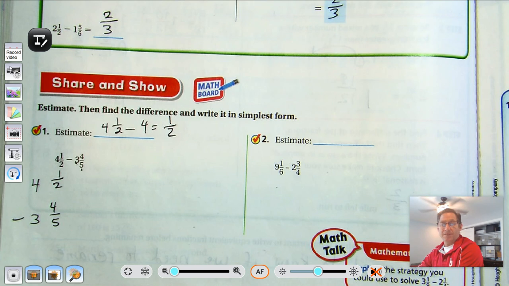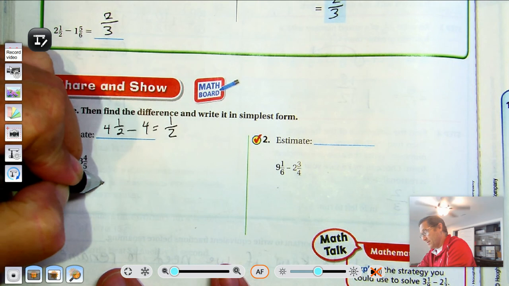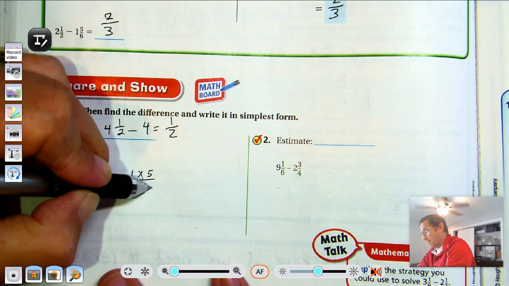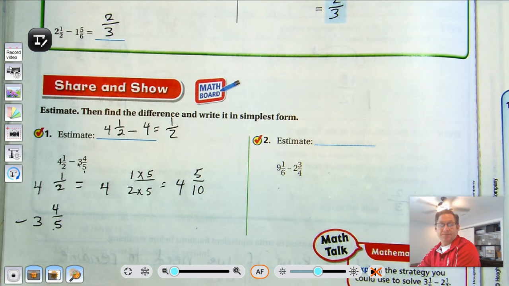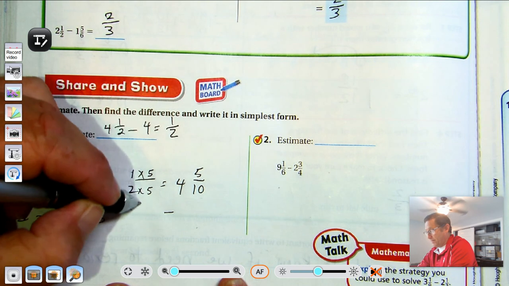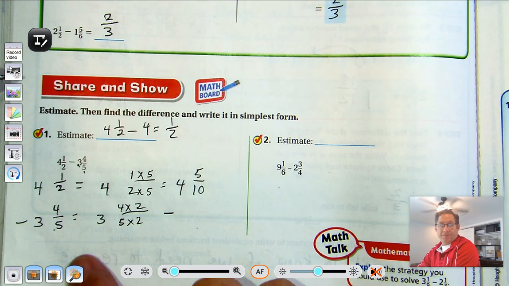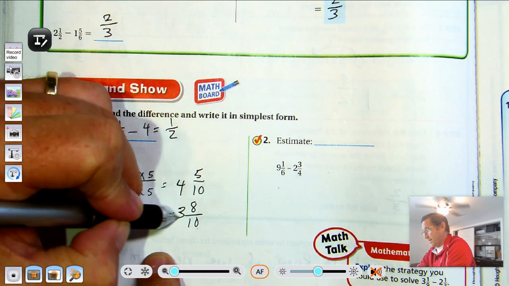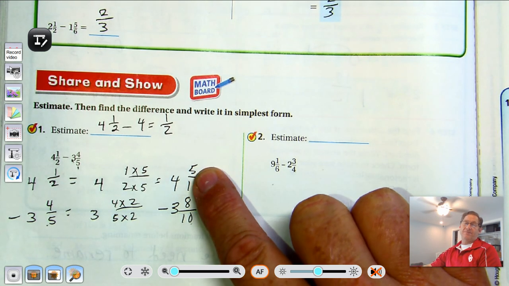So let's start by finding a common denominator. 5's prime, 2's prime. Let's just multiply them by the opposite denominator. So 4 and 1/2 would become 4 and 5/10, minus 3 and 4/5 would become 4 times 2, 5 times 2. Because if I multiply the fifths by halves, that would give me tenths. And 4 times 2 is 8. So we have 3 and 8/10. Now I get to this point and I see that 8 can't be taken from 5.